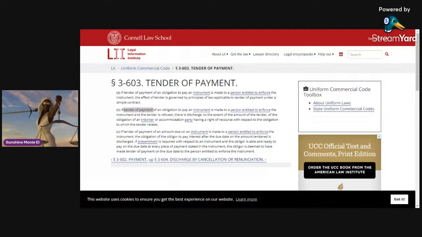A person entitled to enforce an instrument means the holder of the instrument, a non-holder in possession of the instrument who has rights of the holder, or a person not in possession of the instrument who is entitled to enforce the instrument pursuant to section 3-309 or 3-418. D, a person may be entitled to enforce the instrument even though the person is not the owner of the instrument or is in wrongful possession of the instrument. Okay.